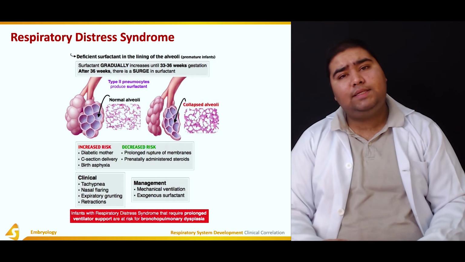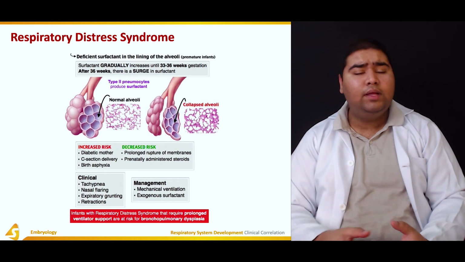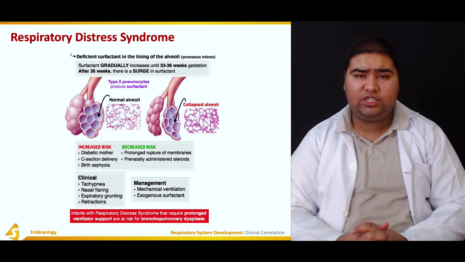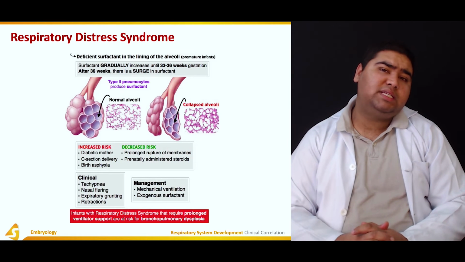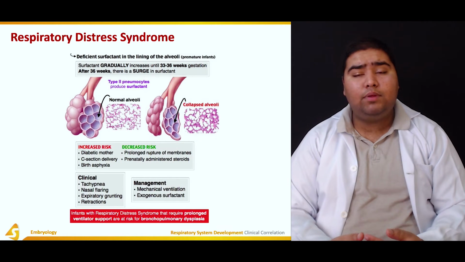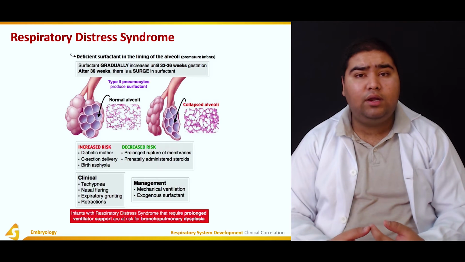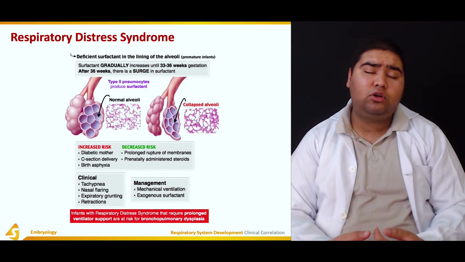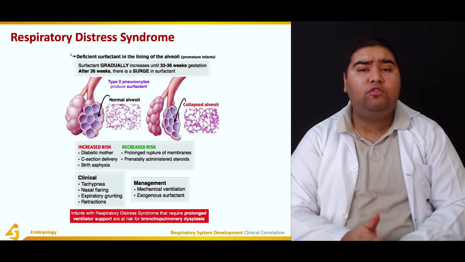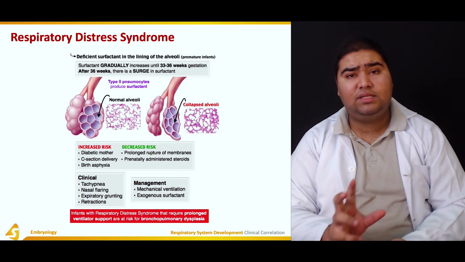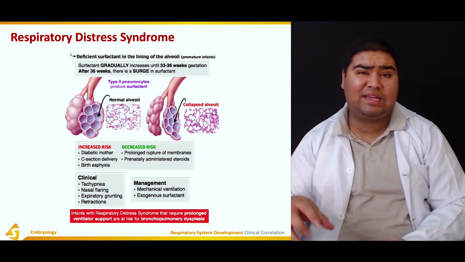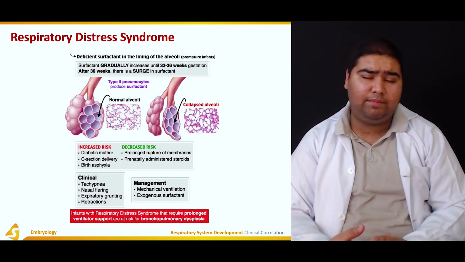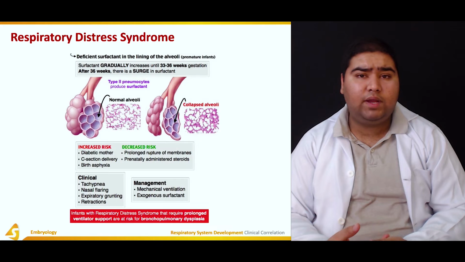In the respiratory distress syndrome, this surfactant is deficient. Why would the surfactant be deficient? Because the fetus is born prematurely. In a premature fetus who is born before term, we saw there's increased production of surfactant in the last 2 weeks of development, in the last 2 weeks of pregnancy.